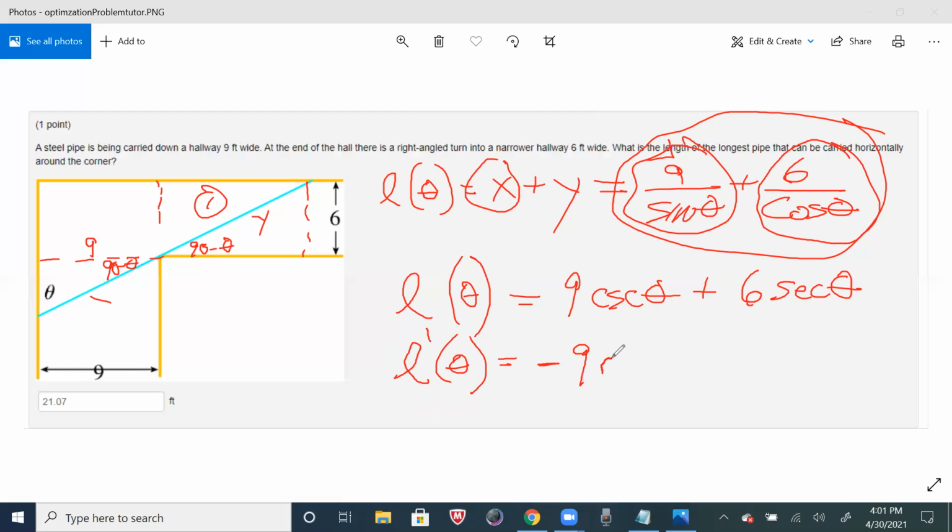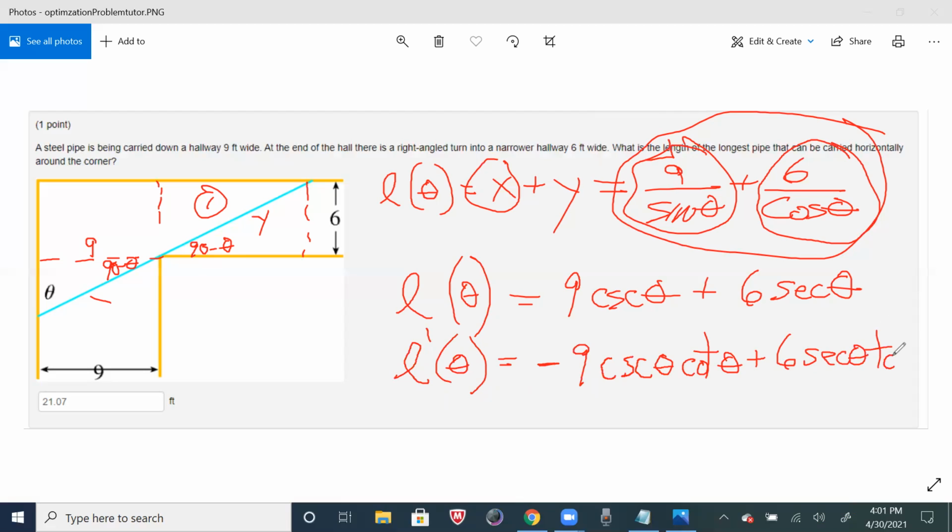Calc trig. Is this it? Well, let me think. Yeah, first, so hang on. So the derivative of cosecant is negative cosecant x cotangent x. Only theta. And then this one is 6 times secant of theta times tangent of theta.